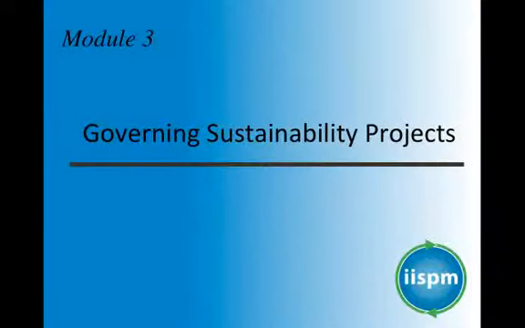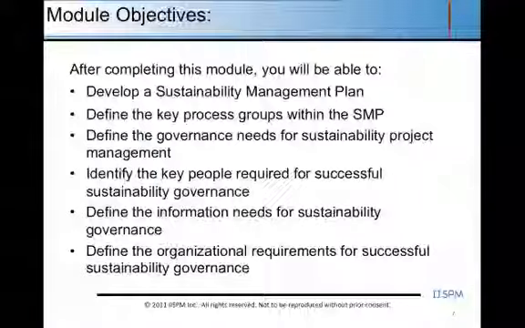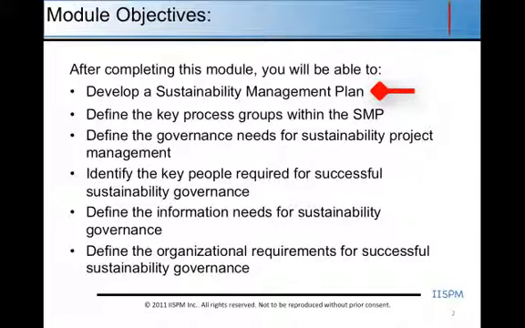This is Module 3, Governing Sustainability Projects. So the objective of this module is to look at how you develop a sustainability management plan, define the key process groups within that management plan, look at how governance needs for sustainability projects need to be created, identify the people required to be successful in governing a sustainability project, define the information needs for sustainability governance, and look at what organizational requirements might need to be made or changed to enable successful governance of sustainability in projects.